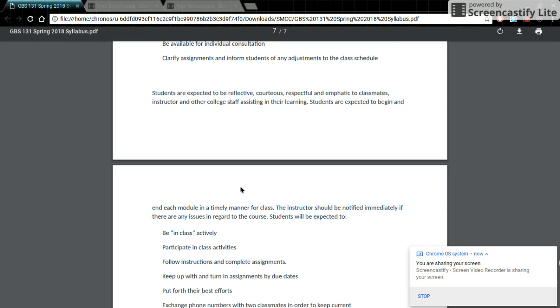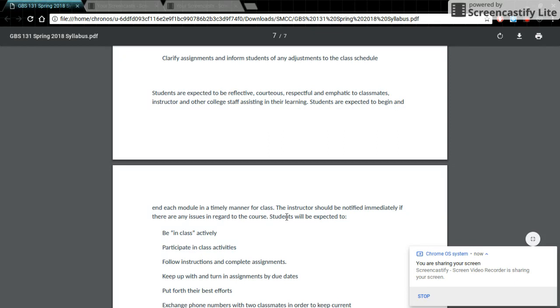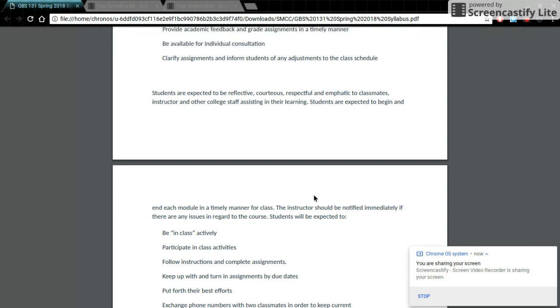You are expected to begin and end each module in a timely manner for the class. So, as I said before, think ahead on how much time you will need to set aside to make sure you get your homework completed, complete your quiz, complete your case study, and discuss on the discussion board forum. You should notify me immediately if there is any issue in regards to the course. If you run into any issue in regards to anything that's due or anything that needs to be done, you should let me know immediately. That is your responsibility.